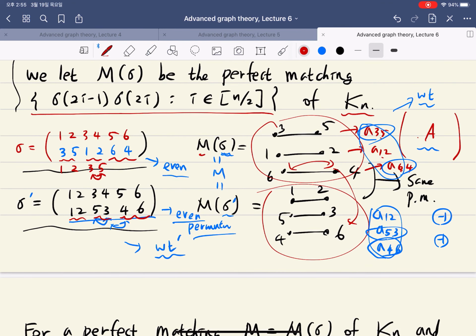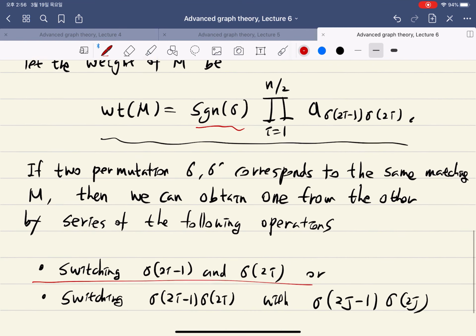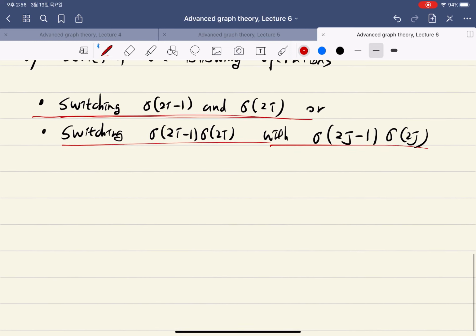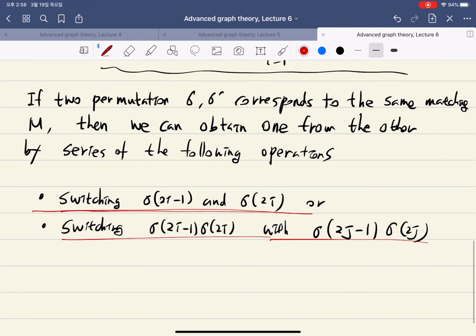So it's obvious that if two permutations give you the same matching, then these two are matched. There are two important elements: whether 3 comes first or 5 comes first. And then once you fix that, the next one is in which block out of these n over 2 blocks would you put this in. So the first decides which one comes first, and the second decides which block you are going to put that pair in. So it's obvious that these operations change sigma to sigma prime if they define the same matching.